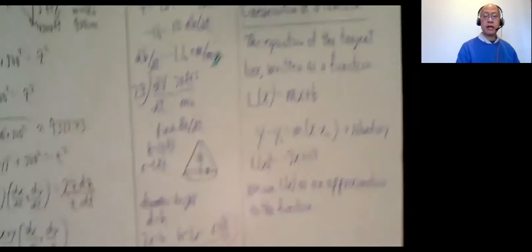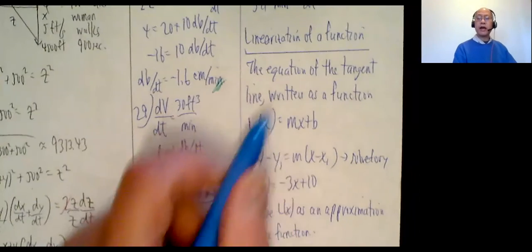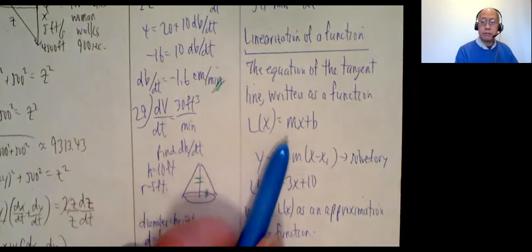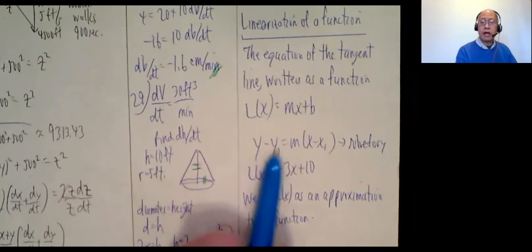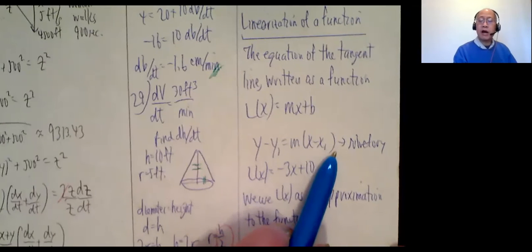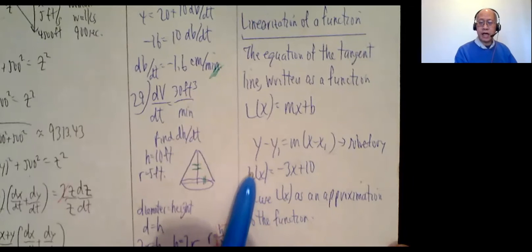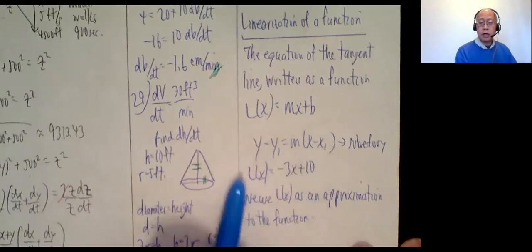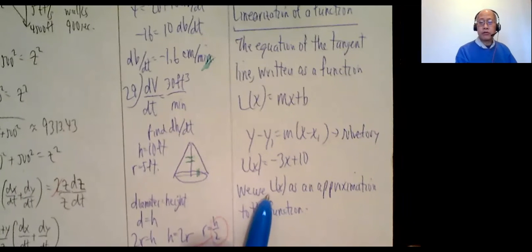Okay. So I left off finishing the last section on related rates. So linearization of a function, it's the equation of the tangent line written as a function, L of x equals mx plus b. So you're already familiar with y minus y1 equals m times x minus x1. Keep going like in algebra 1. Solve for y. So an example final answer, L of x is negative 3x plus 10. Solve for y, clean it up, call it L of x as a function. And we're using L of x as an approximation to the function in some of the problems. So I'll show you what I mean now.